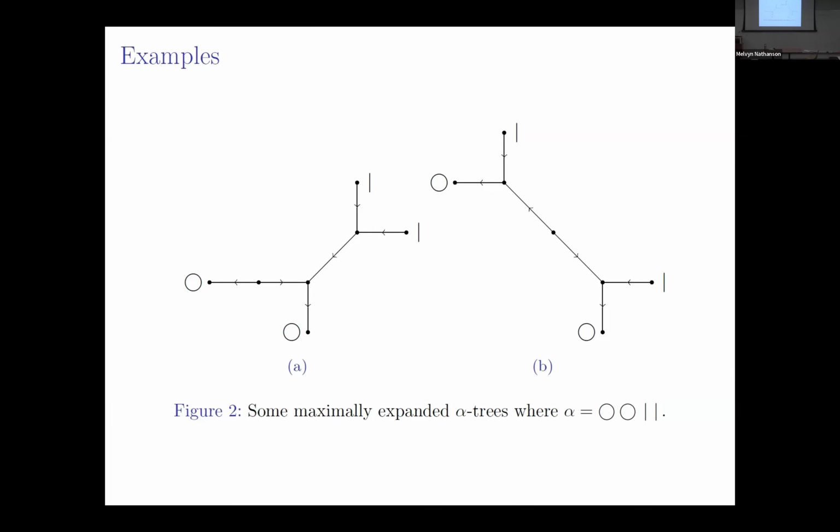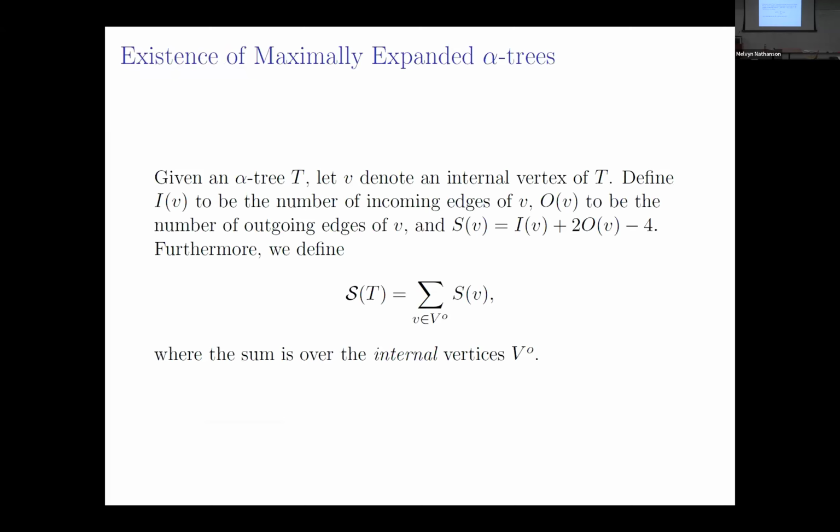All right, so those are examples of maximally expanded alpha trees. And so, well, I have to show you that maximally expanded alpha trees exist whenever there is an alpha tree. So what's one of the things that we worked on here?